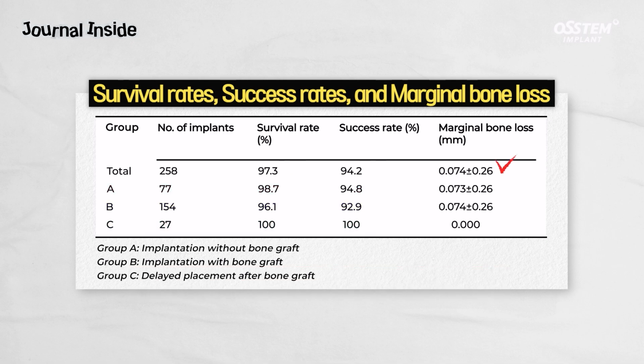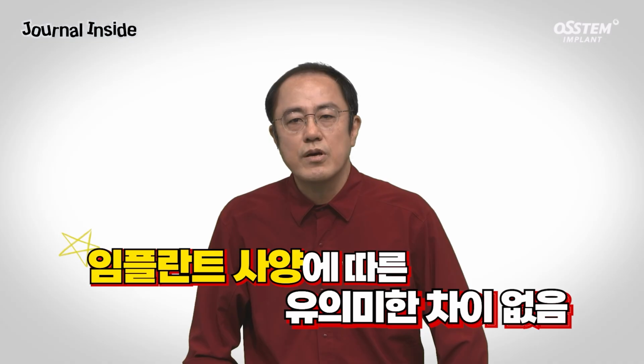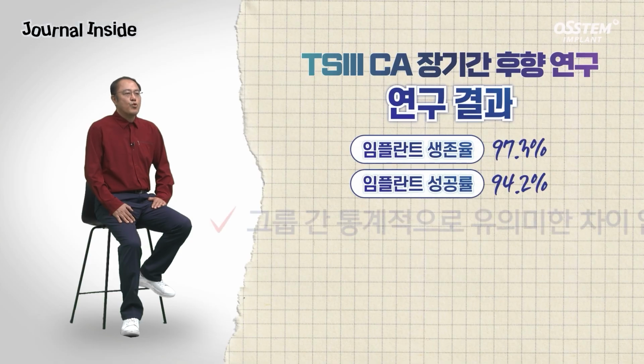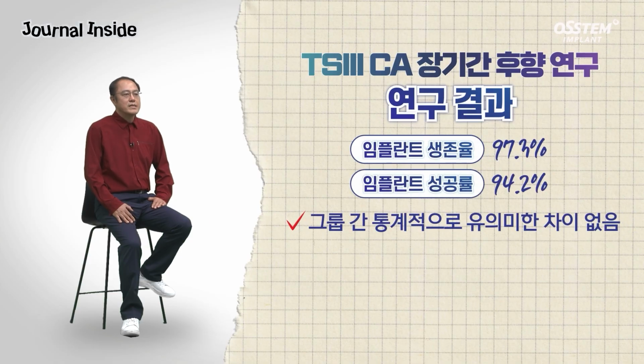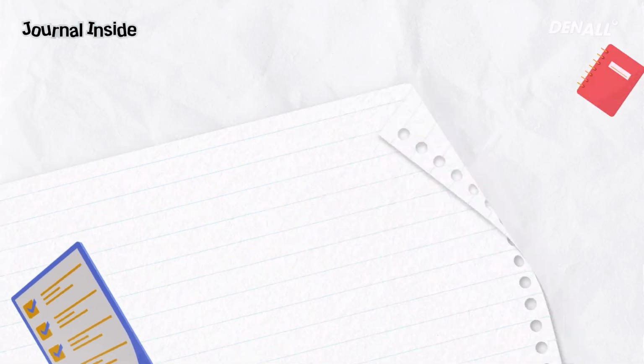Marginal bone absorption amount was 0.074 mm on average, without any statistically relevant differences among the groups. That was same for the survival rate, success rate, and marginal bone resorption amount, no statistically significant differences according to implant length and diameter. To sum it up once again, the TS3 CA implants showed good results with or without bone grafting and regardless of the timing of bone grafting and implant placement.